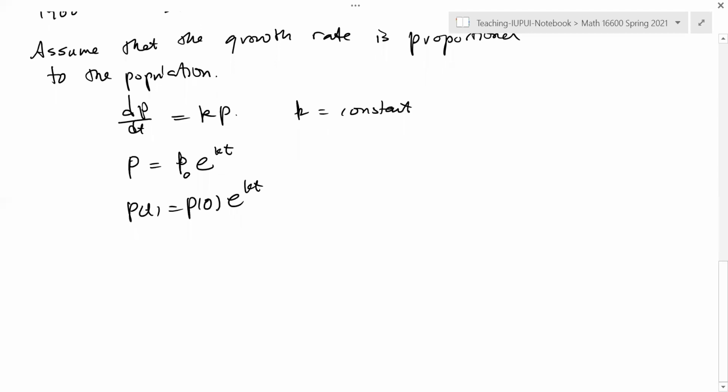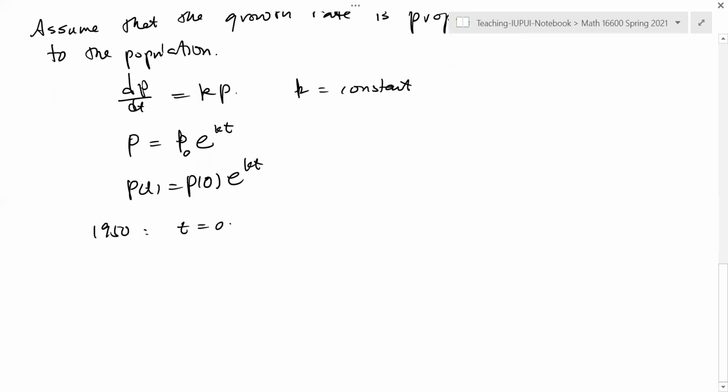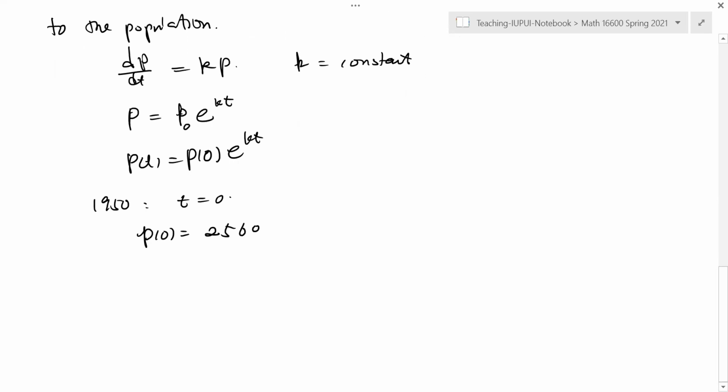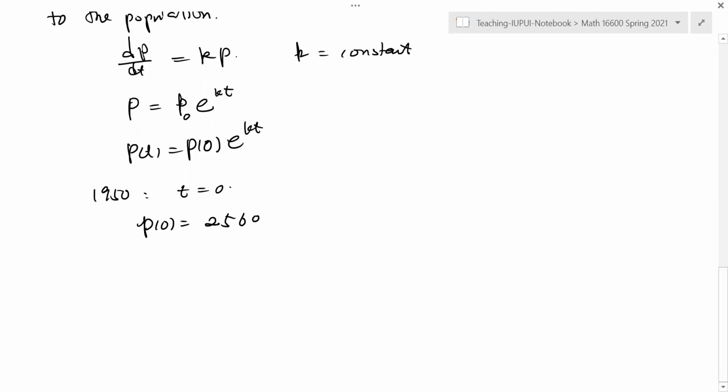First of all, we have to set the time. For 1950, we set t equals 0. That's our initial time. So that means P of 0 is going to be 2,560 million. Now, what do we get? We get a partial formula. So under our assumption, the population grows exponentially.